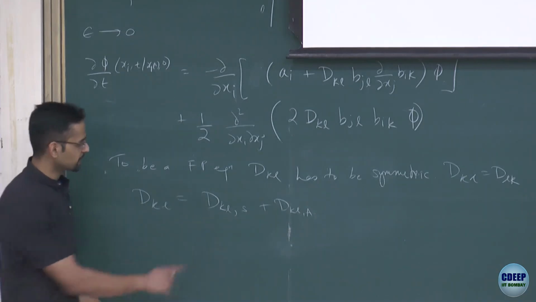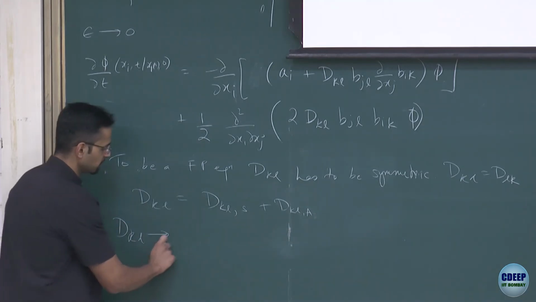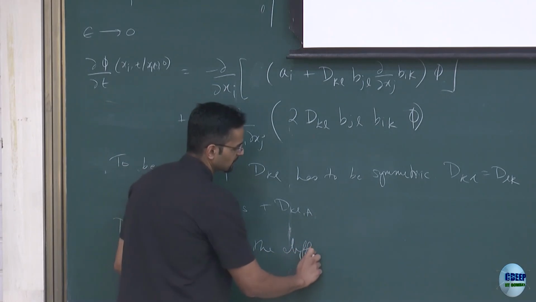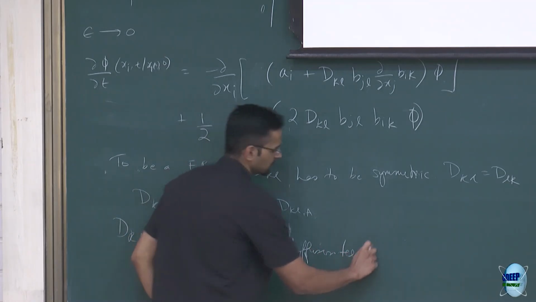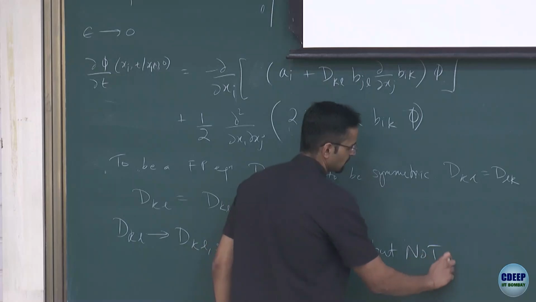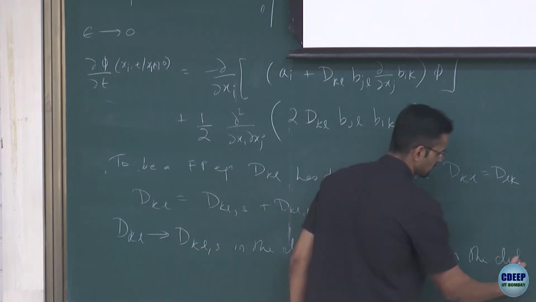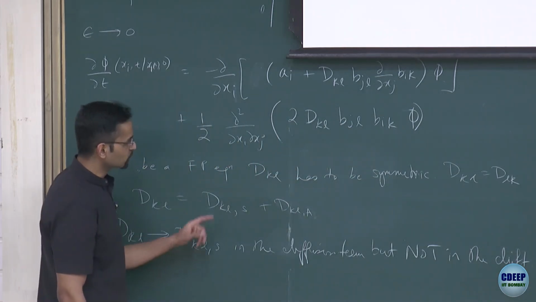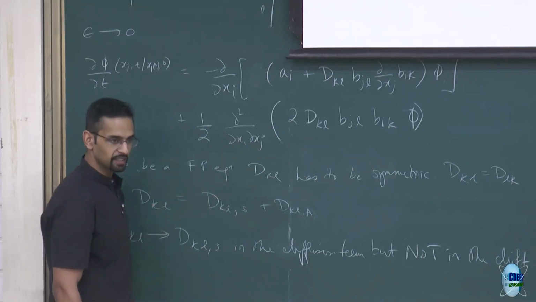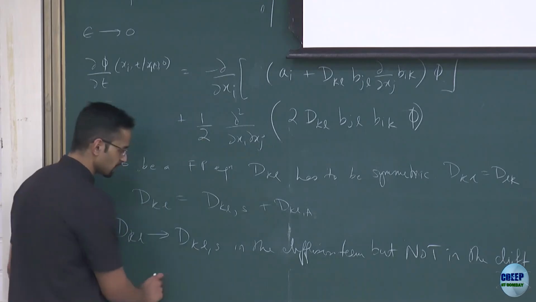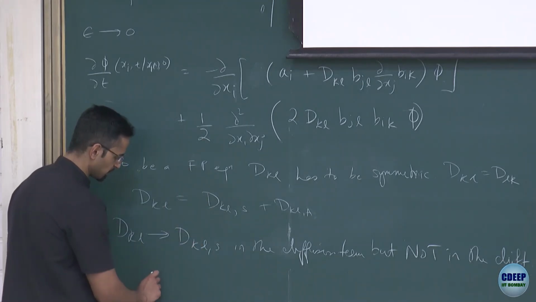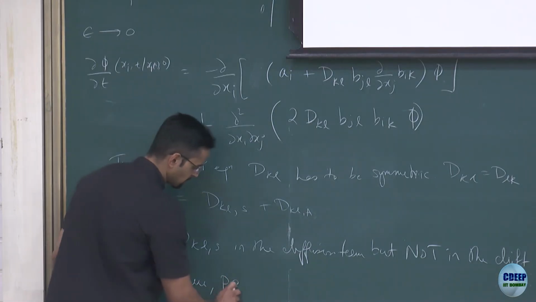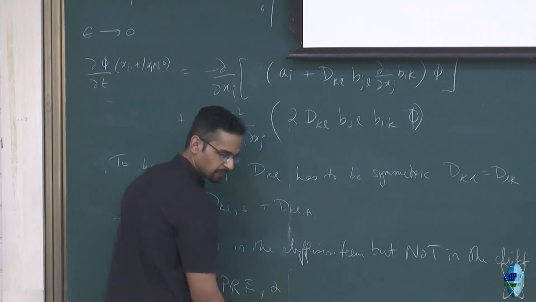So what does this mean? This means that D_kl symmetric can be put in the diffusion term, but not in the drift. I've not shown you the derivation, but it uses the fact that this i and j in the diffusion term can be interchanged. This and other things of the discussion that I'm saying now are in a paper by Bo and Celani, Physical Review E, I think.